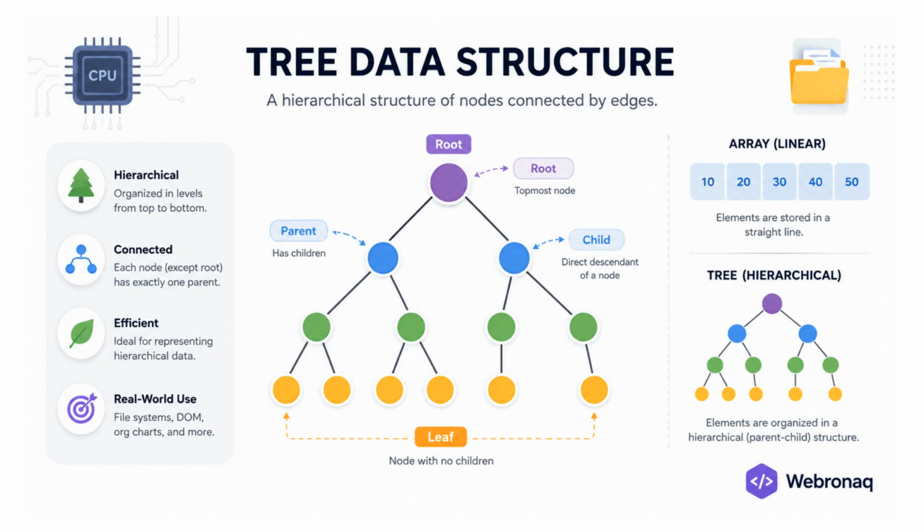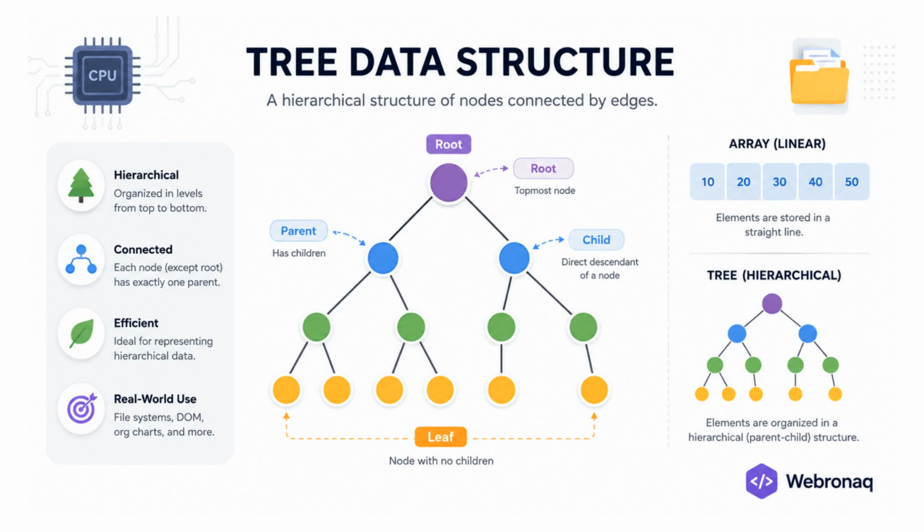An array stores things in a straight line, one item after another. Trees work differently. One piece of data can branch into multiple smaller pieces, almost like folders inside folders on your computer. The top element is called the root. Every connected element below it is called a child node, and nodes with no children are called leaf nodes.